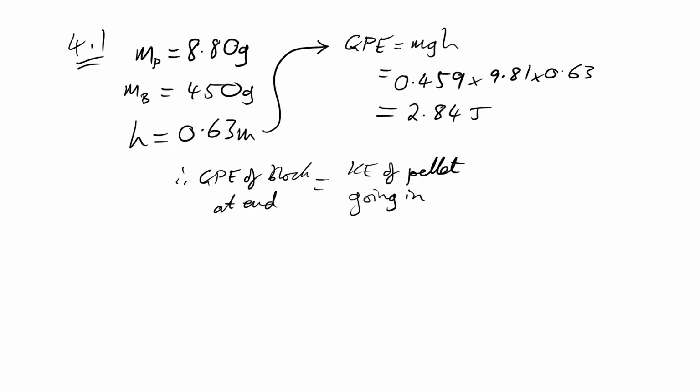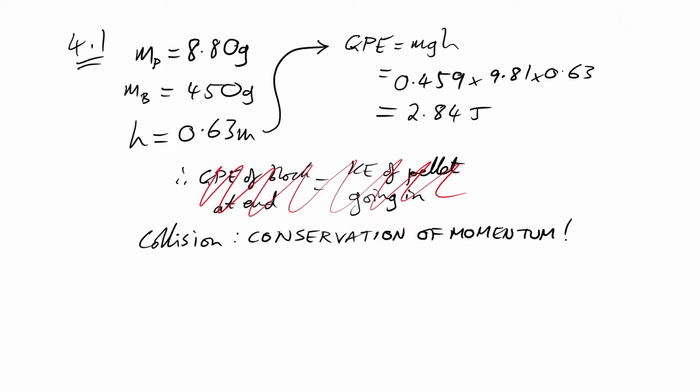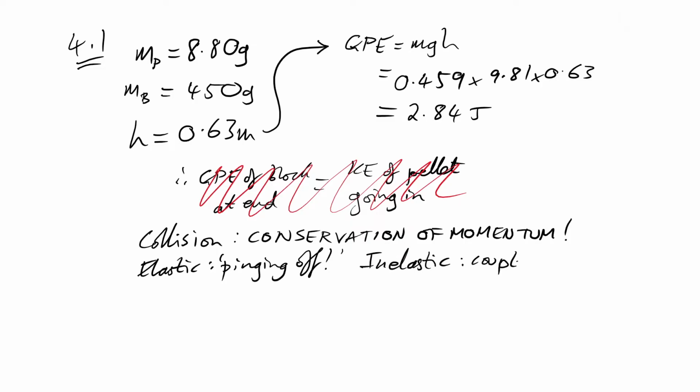We can say that, right? No, we cannot. And this is where people get confused. We have a collision going on. Whenever you see a collision, the only thing that you need to think is that we have conservation of momentum. It's only under certain conditions that we actually can say that kinetic energy is conserved in a collision. That's in elastic collisions, where things are pinging off each other.